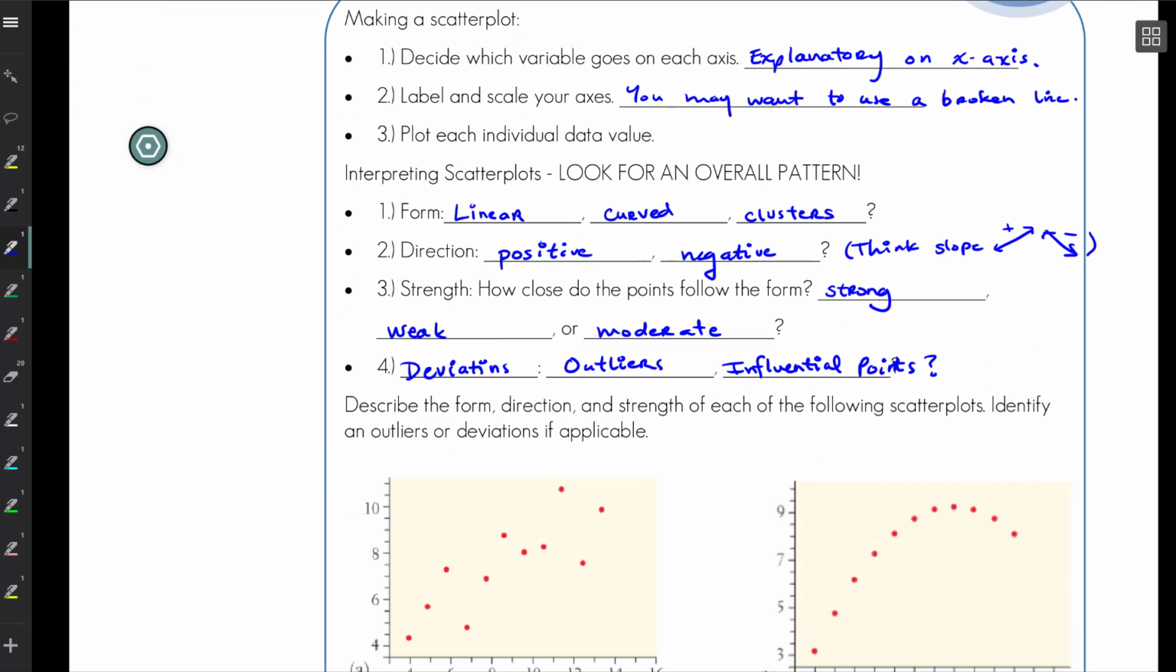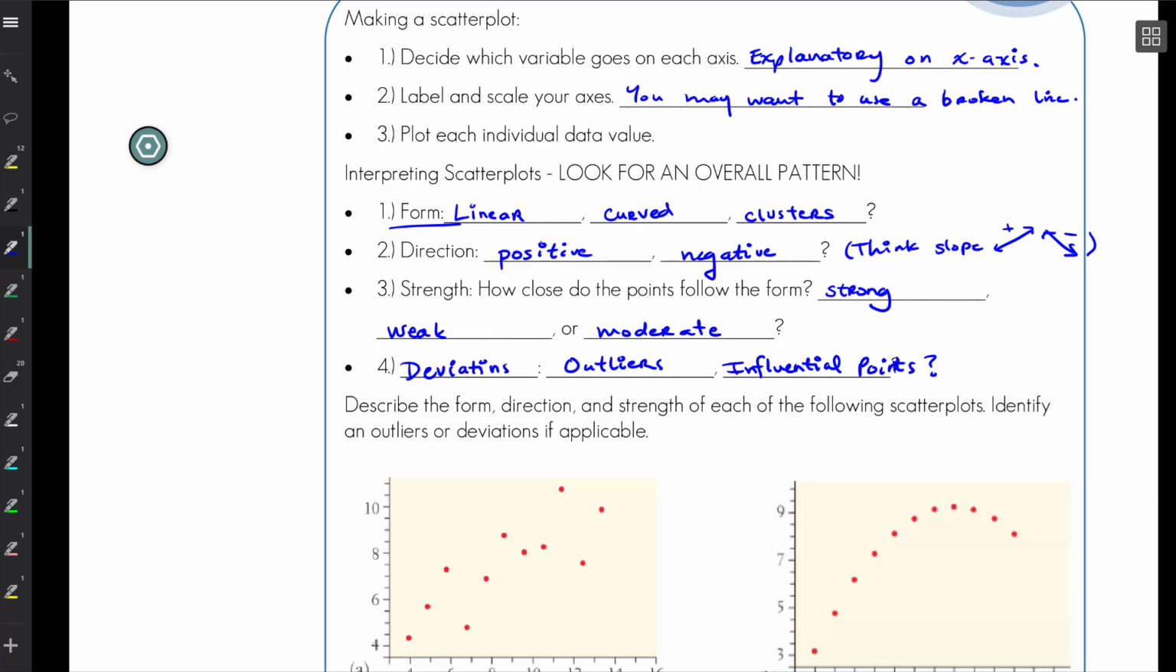And then lastly, you just need to plot each individual value. So it's simple, it's straightforward, it's just a little bit time consuming. Now the big thing though, what we're really going to focus on is interpreting scatter plots. And what you want to do is look for an overall pattern that's going to help you make those predictions, describe that relationship. Okay? So the first thing we look at is form.